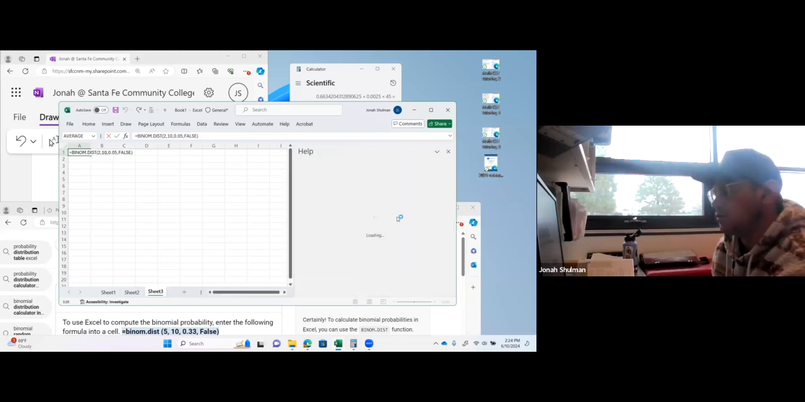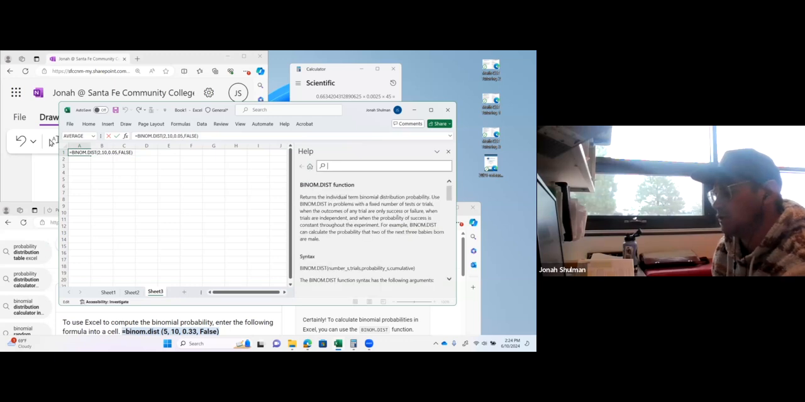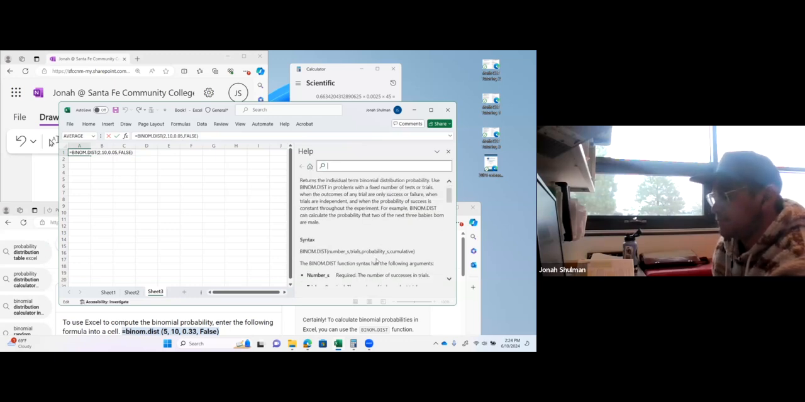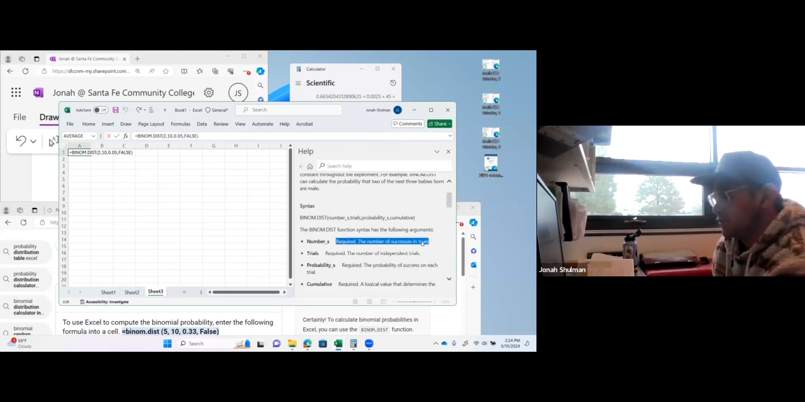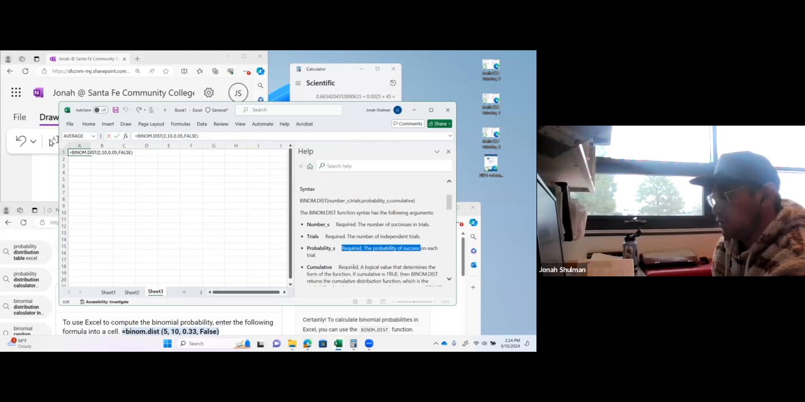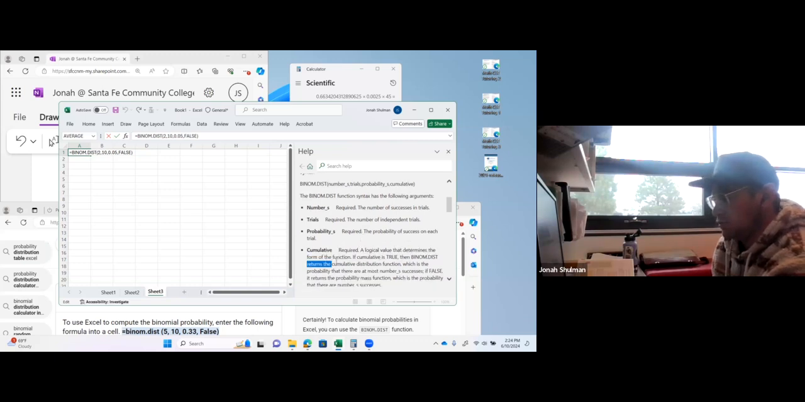So if you click help, it should give you some more information about it. The number of successes in trials, which is what we want. The number of independent trials, which is 10. The probability of success of each. Then, okay, a logical value that determines the form. If cumulative is true, it returns the cumulative distribution function, which is the probability of at most that number of successes. If false, it returns the probability mass function, the probability of exactly that number.